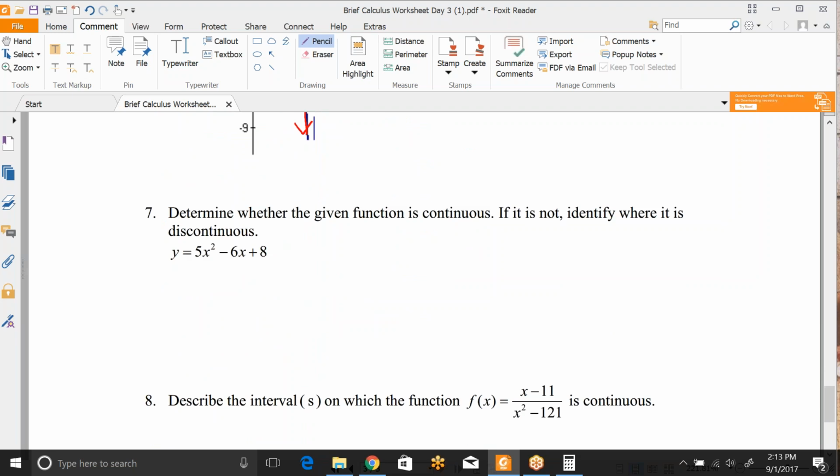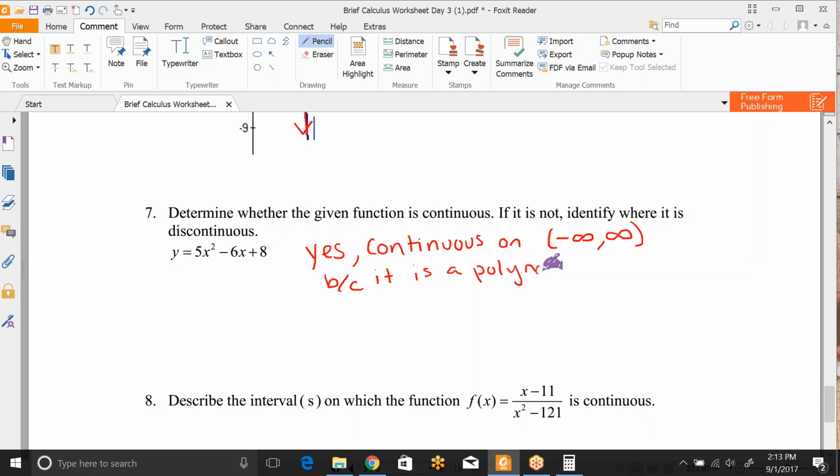Okay, for number 7, it says determine whether the given function is continuous. If it is not, identify where it is discontinuous. Polynomials are continuous everywhere on their domain, and the domain of a polynomial is implied to be negative infinity to infinity. So yes, this is continuous on negative infinity to infinity, and that's because it is a polynomial. Okay, let's look at the next one.